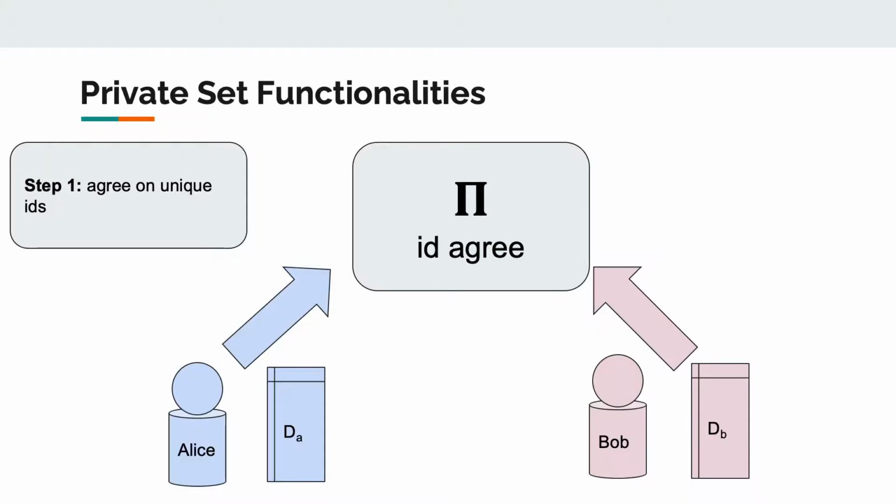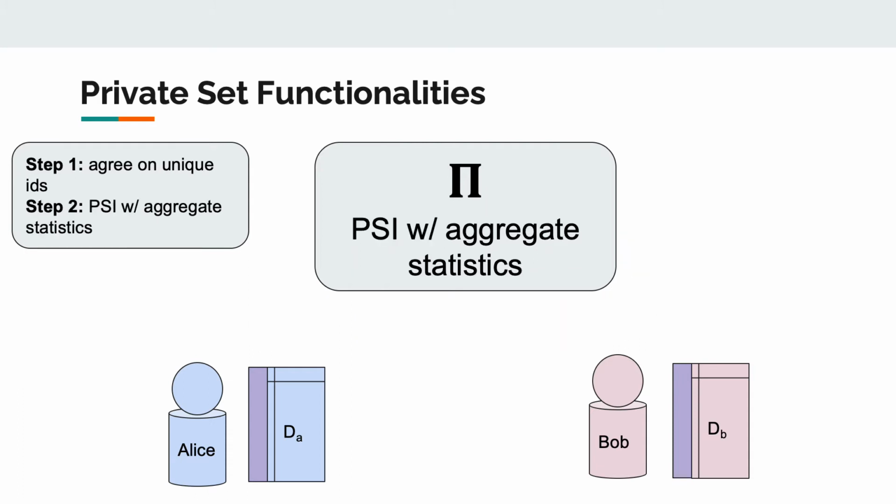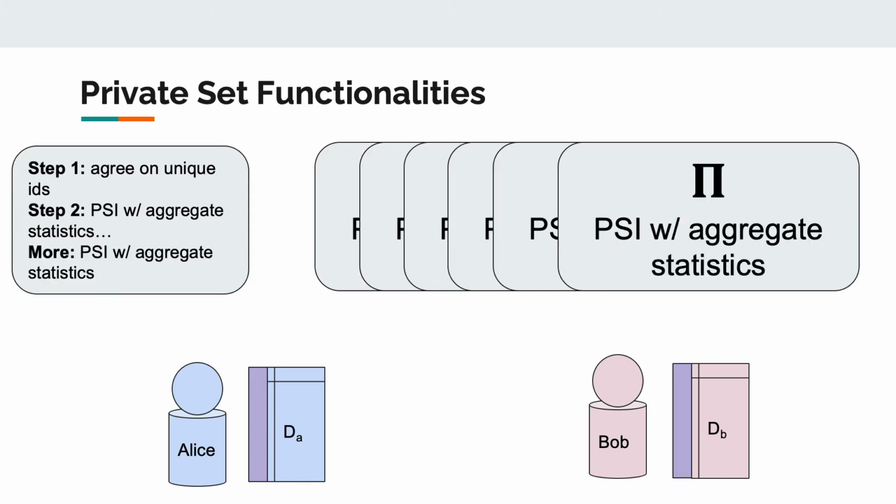In the new paradigm, we envisioned that an ID agreement protocol would be used as a setup protocol for PSI or some PSI with aggregate statistics. First, the parties would invoke the ID agreement protocol to agree on a set of primary keys for the rows in their databases. And they would then use the new primary keys as inputs to a protocol that computes PSI or PSI with aggregate statistics. Our goal is to allow the parties to invoke PSI protocols many times without needing to rerun the ID agreement protocol.